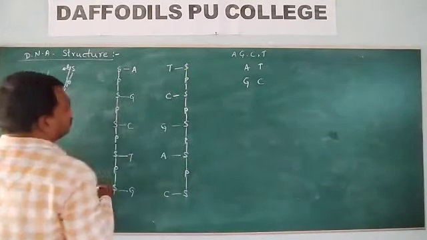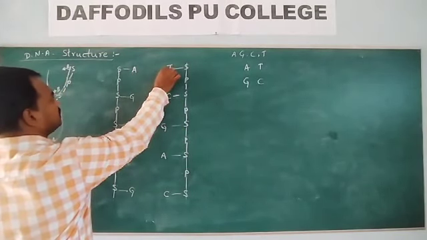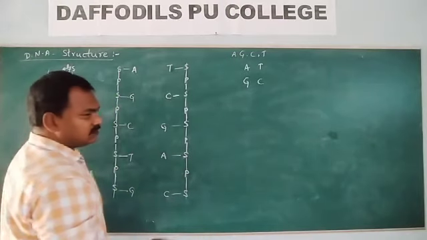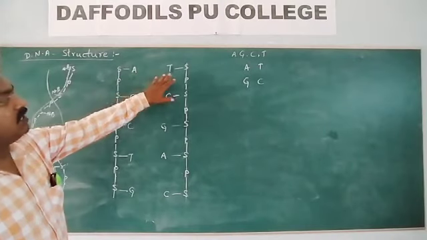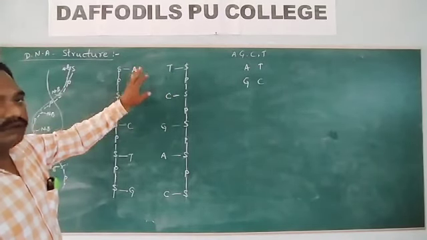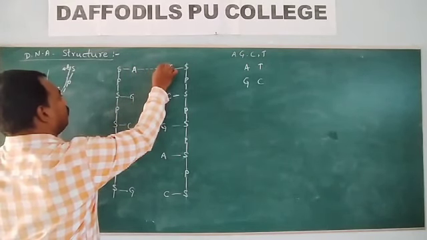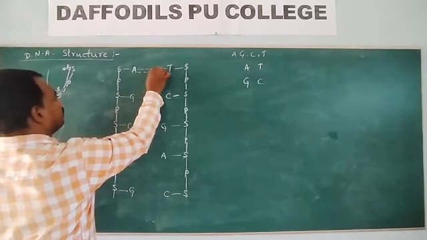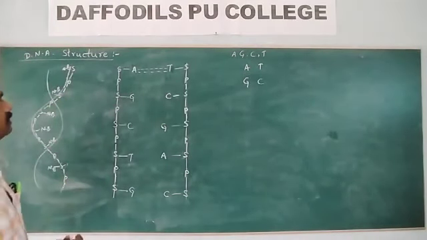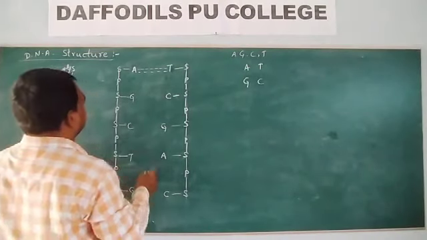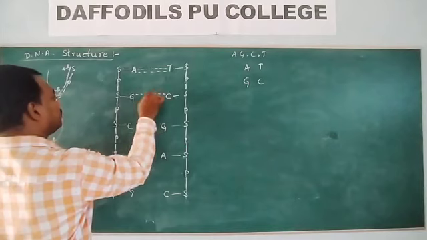Now these two strands are connected by these nitrogen bases through hydrogen bondings. Between adenine and thymine, two hydrogen bondings are possible. Between guanine and cytosine, three hydrogen bondings are possible.